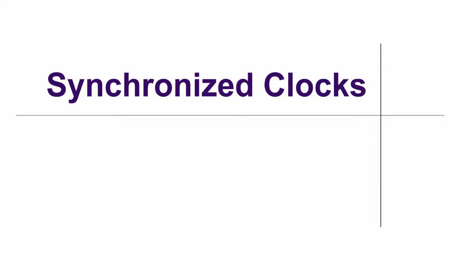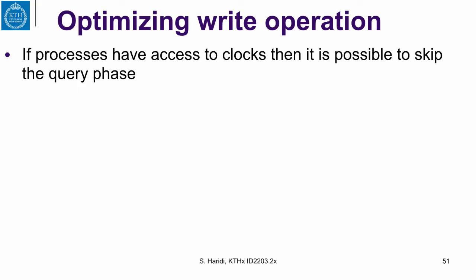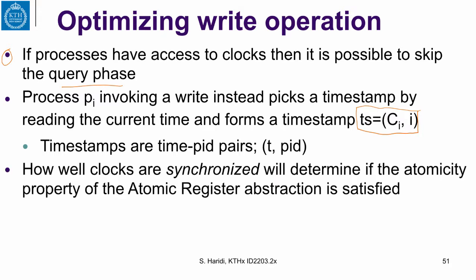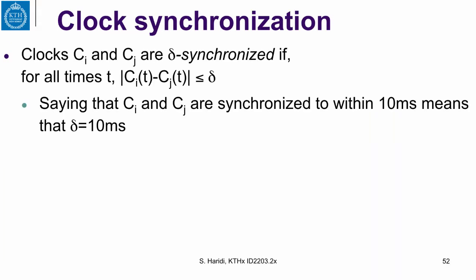Let us now look at how to optimize away the query phase of the write operations if we have synchronized clocks. So this was the last slide from our last unit. We said we can skip the query phase by using a timestamp for the write operation based on the current time of the local physical clock. And that's where we stand now. So let's look at clock synchronization.